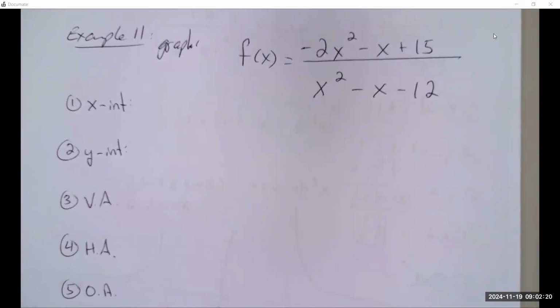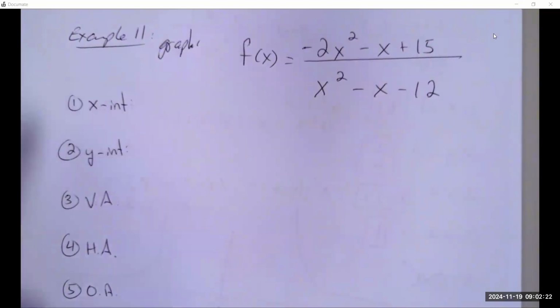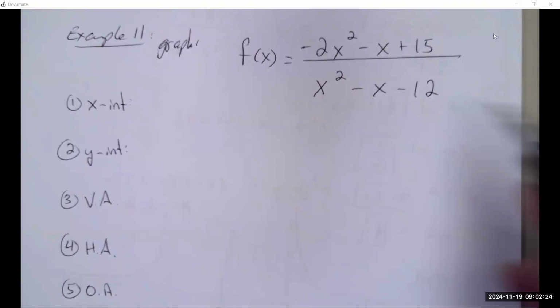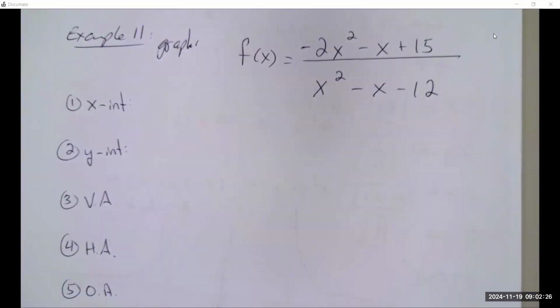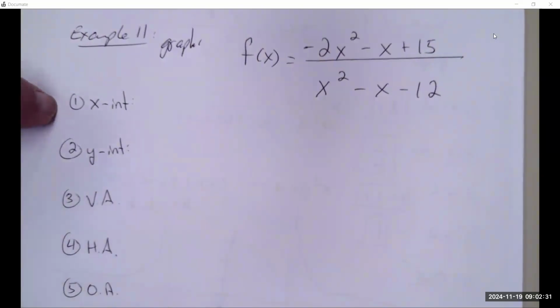So let's look at the easy ones. Which one of these five are the easy ones, just by looking at the equation? What's first? Can we find the x-intercept just by looking at it? No, we have to factor the top. Can we find the y-intercept?